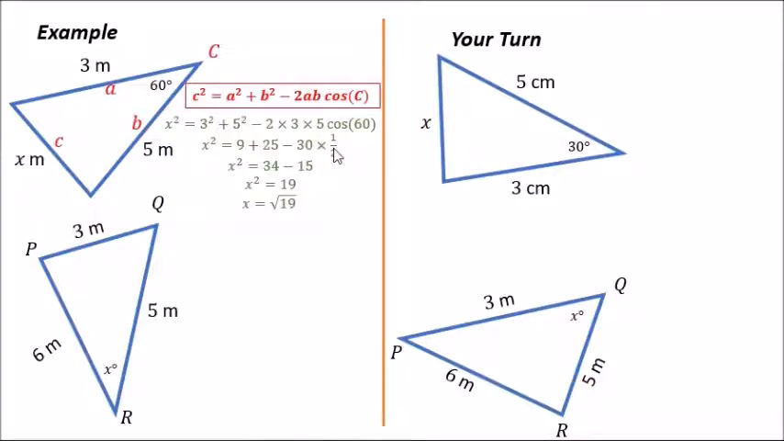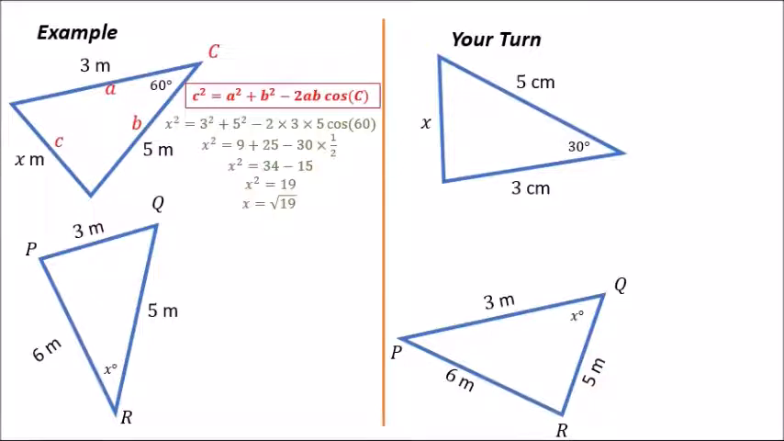So we need to do the 30 multiplied by a half first to get 15. So it's 9 plus 25, which is 34, take away 30 multiplied by a half. Now 30 multiplied by a half was 15, so it's 34 take away 15. Therefore x squared equals 19. If I square root, then I get x is equal to the square root of 19.